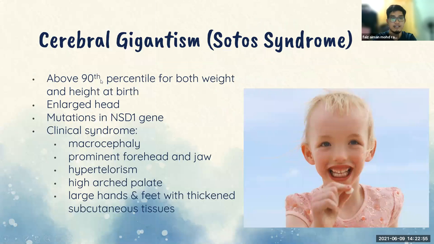And then lastly is cerebral gigantism, or Sotos syndrome. Sotos syndrome is due to mutations in the NSD1 gene. As you can see in this child, there is a prominent forehead and jaw, and hypertelorism, which is the increased distance between the eyes. Also you can look for a high arched palate, and large hands and feet with thickened subcutaneous tissue.